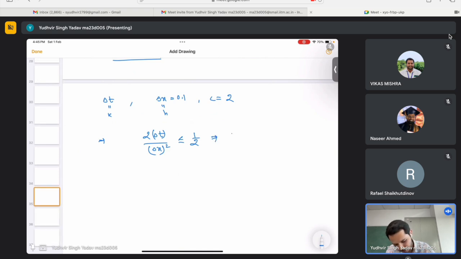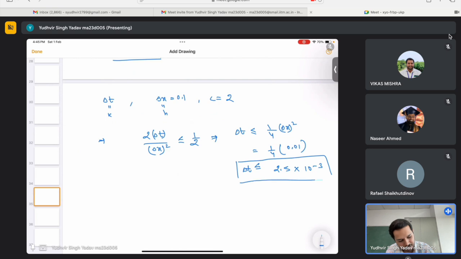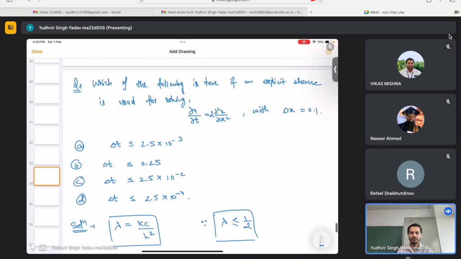So this implies delta t should be less than or equal to 1 by 4 times delta x squared, which is 1 by 4 times 0.01, and it comes out to be 2.5 times 10 to the power minus 3. So this is the required condition for the stability of this differential equation. Delta t should always be less than 2.5 times 10 to the power minus 3. So option A is correct.